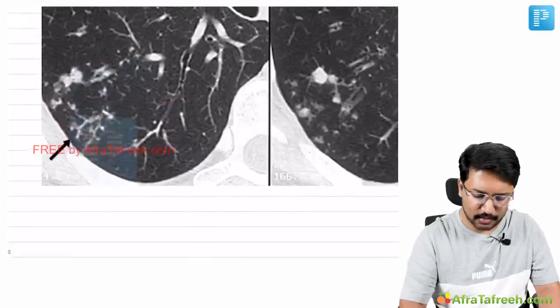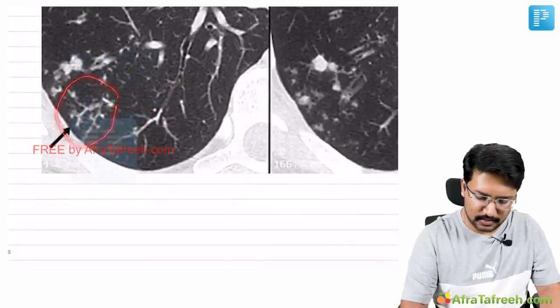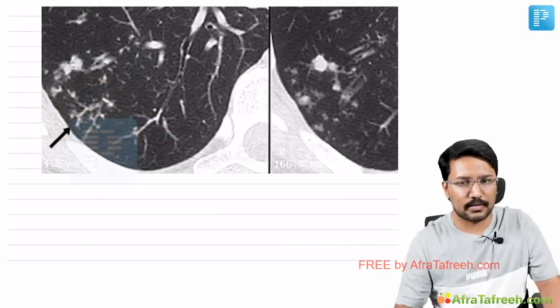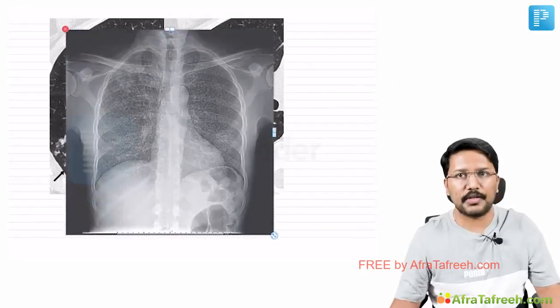This is one more image where you can appreciate the tree in bud appearance, right? So the tree branches and these granulomatous budding regions. So, tree in bud appearance. Okay, so this is an X-ray of a patient with miliary tuberculosis.